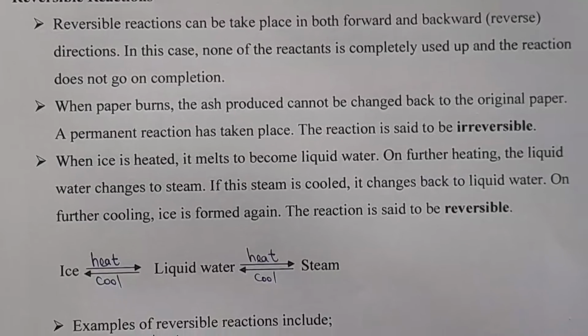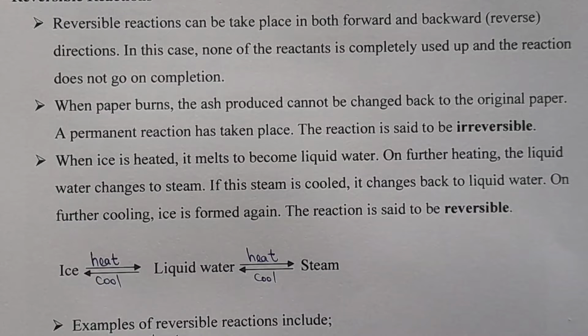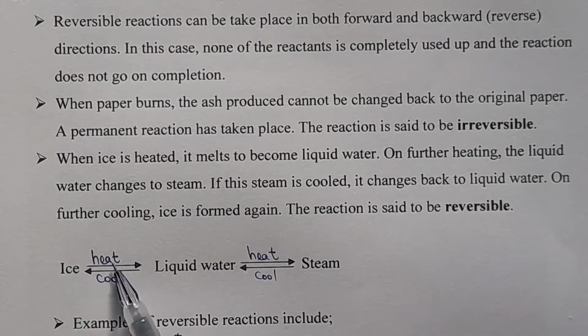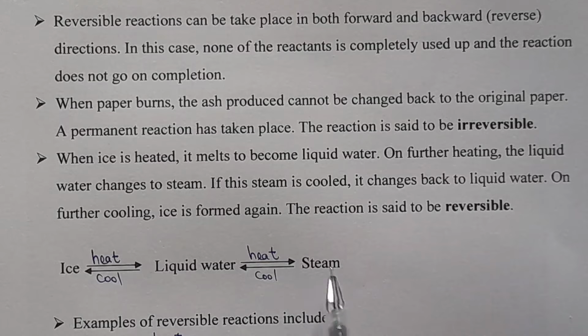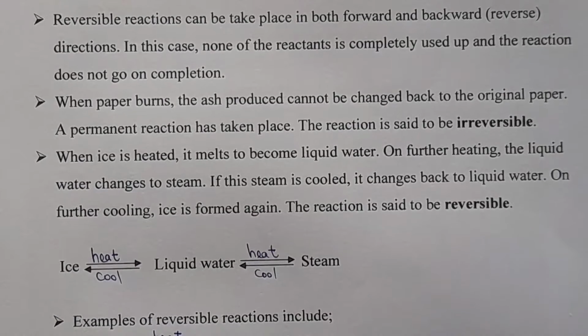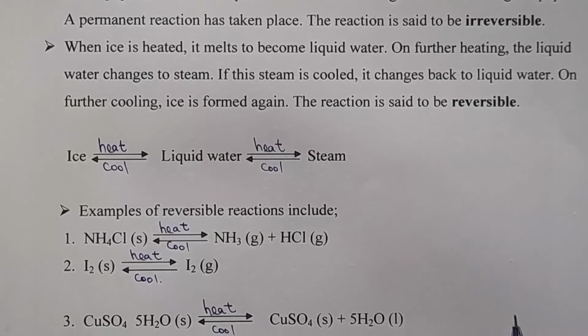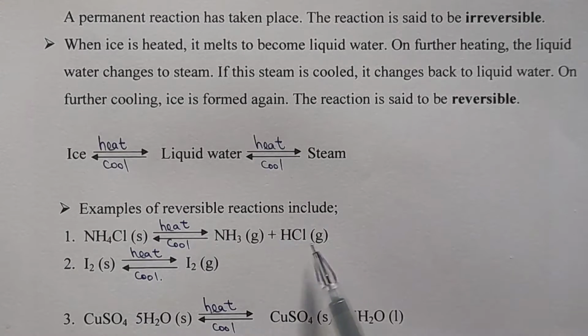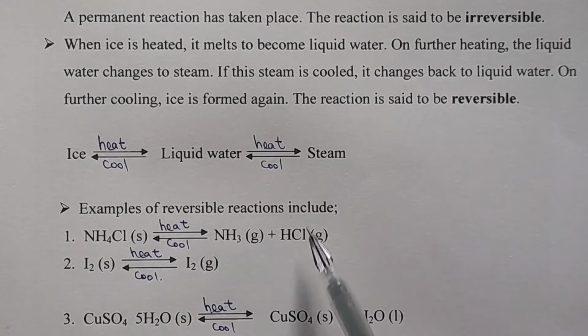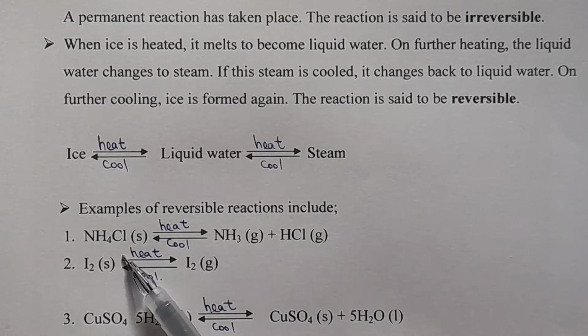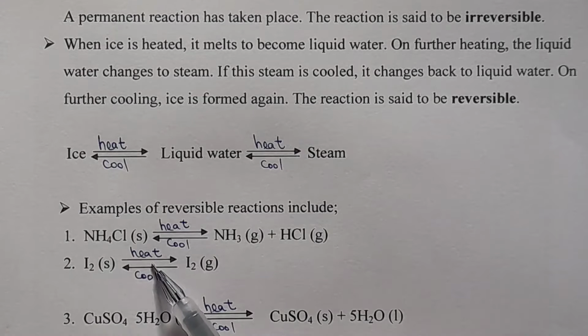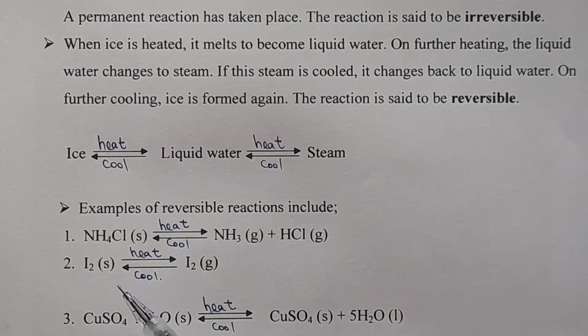Okay, we move. We have examples of reversible reactions. Here we have ice. When it is heated, it becomes liquid water. When that liquid water is heated, it becomes steam. So if we take this steam and we cool, we are going to form liquid water. On further cooling, we are going to form ice. Other examples of reversible reactions include ammonium chloride being heated to form ammonia gas and also hydrogen chloride gas. On cooling, ammonia gas combines with hydrogen chloride gas to form ammonium chloride. So here we have iodine. When heated, we are going to form iodine vapor. On cooling, that iodine vapor turns back to original iodine.